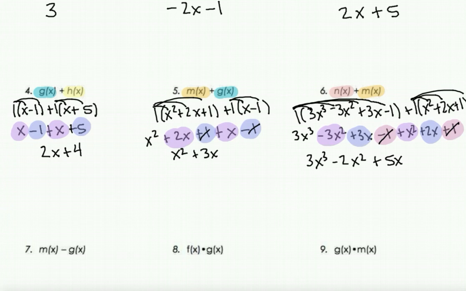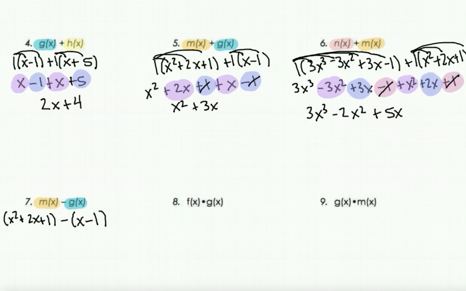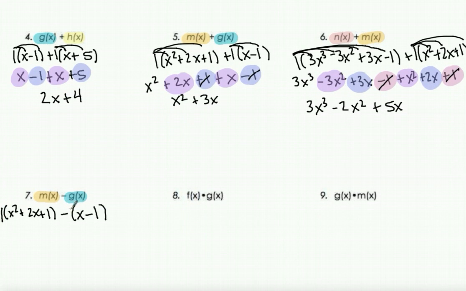On number 7, I'm doing m of x minus g of x. So my m of x is x squared plus 2x plus 1 minus my g of x, which is x minus 1. I'll put my 1's out front and distribute. So you'll have x squared plus 2x plus 1 minus x plus 1.